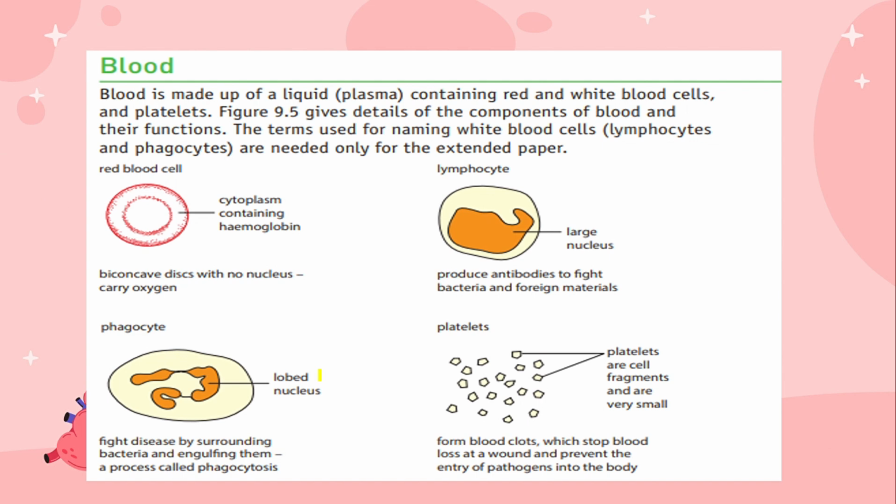Now going to the blood, which is our last part. Blood is made up of a liquid, which is the plasma, containing red blood cells, RBC. Wait, let me just write in the short form. I'm telling you, do not write it in the short form. Write it fully because they may not give you the mark. So red blood cells and white blood cells and platelets.